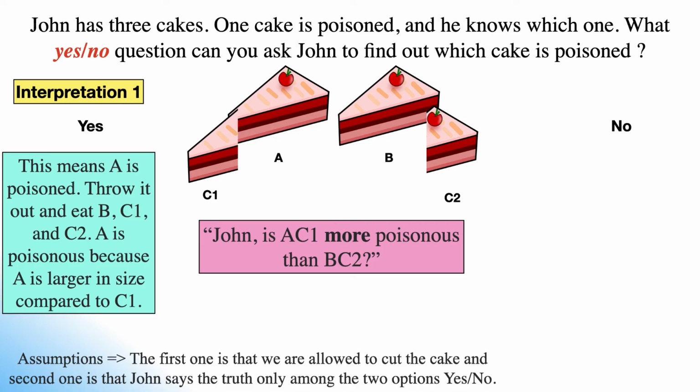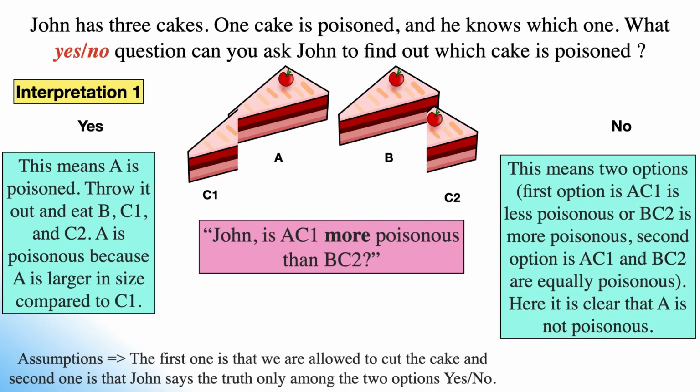If John says no, that means two options. The first option is AC1 is less poisonous or BC2 is more poisonous. The second option is AC1 and BC2 are equally poisonous. Here it is clear that A is not poisonous.